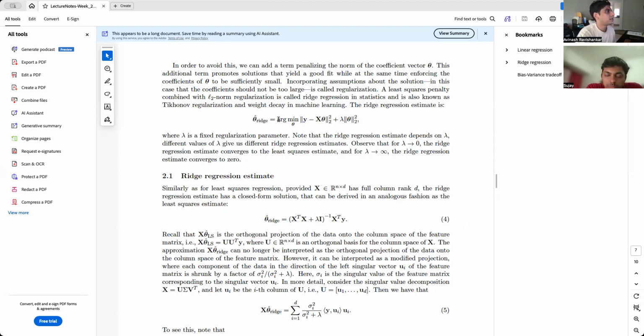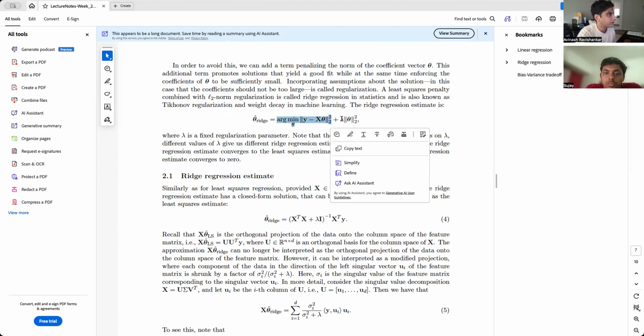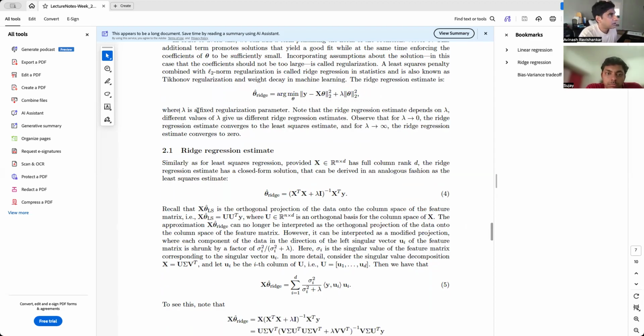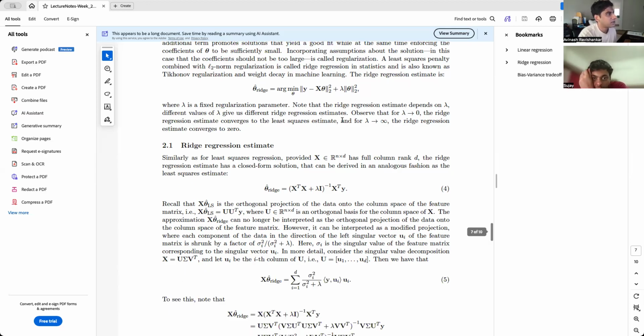So it's literally just linear regression with a penalty term. Ridge regression estimate is lambda. Yeah, this is the hyperparameter, the regularization parameter. Note that the ridge regression estimate depends on lambda. Different values of lambda give us different ridge regression estimates.